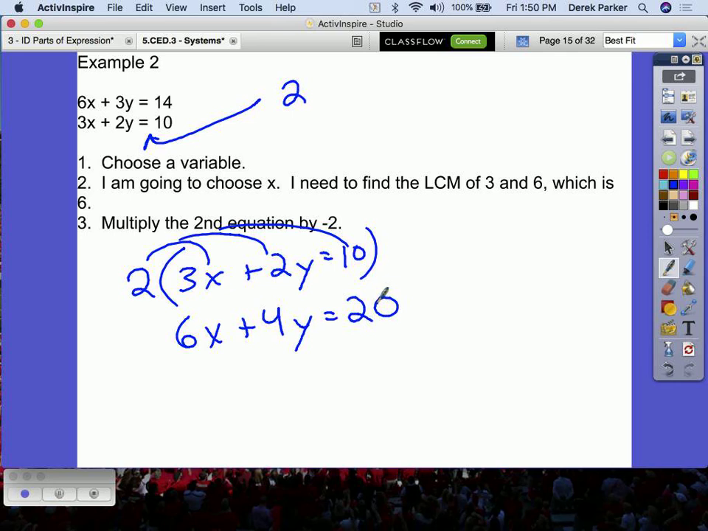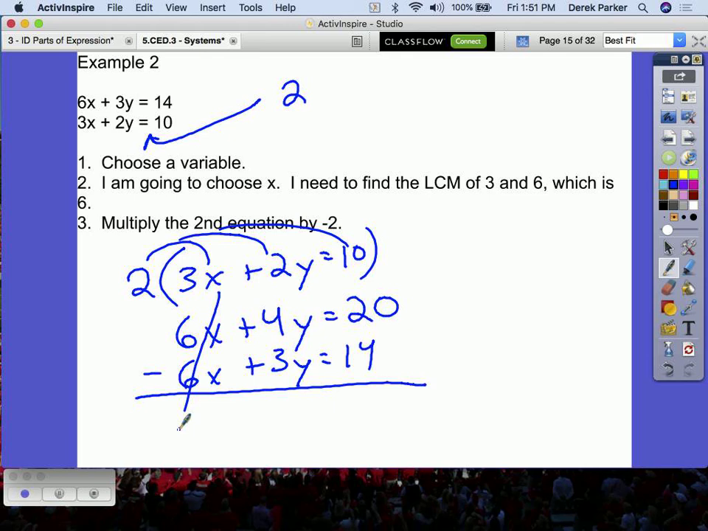Now that my coefficients are the same, I can solve by using elimination. Both 6's are positive, so I'm going to subtract the two equations. I'm going to write the new equation, and the old equation, the first one, underneath my new equation. So 6x plus 3y equals 14. Subtract the two. The 6x's cancel out. That was our main goal anyway, to get rid of the x's.